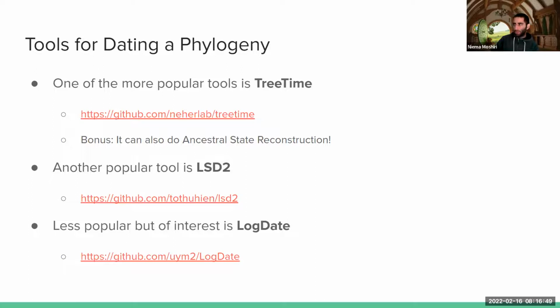So all of these tools are solving the exact same problem, which is how do I scale this tree to be in units of time? But each of them is making different model assumptions and taking a different approach to that problem. And as a result, they have trade-offs between accuracy, runtime, and all that good stuff.